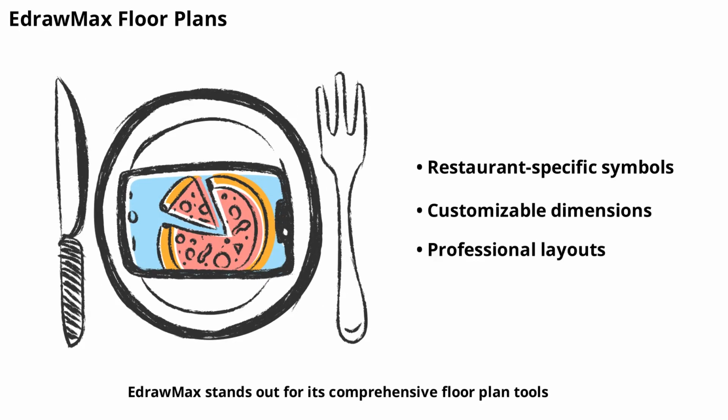eDrawMax stands out for its comprehensive floor plan tools. You can choose from a library of restaurant-specific symbols, including tables, kitchen appliances, and service counters. The software allows you to customize dimensions and add text labels, making it easy to create professional-looking layouts. This helps ensure your restaurant is both functional and visually appealing.